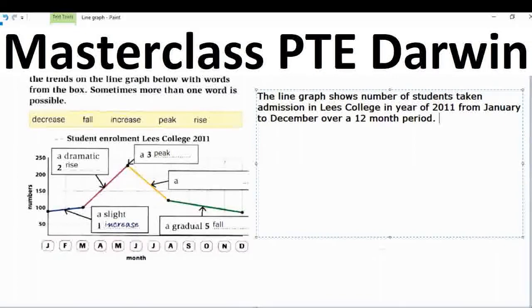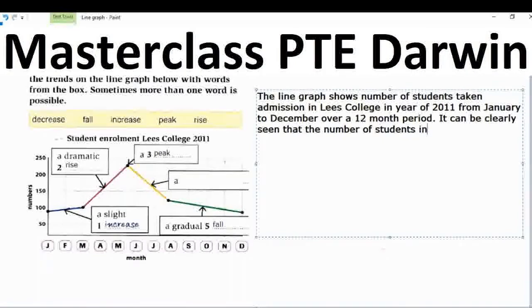And now we can give a general outline. What we can see here: it can be clearly seen that the number of students. So in the first half, what happens? The number of students slightly increase. Yeah, so no, we'll not describe it as slight or dramatic. We'll go to that in the descriptive part. Here we'll write, the number of students increase. Right. No slight or dramatic.